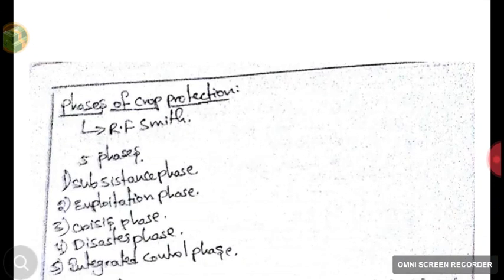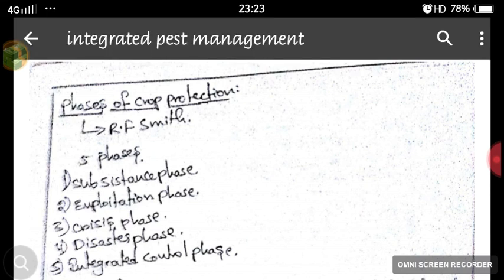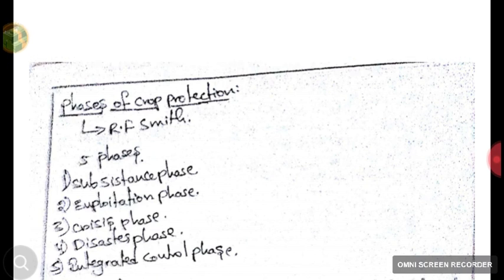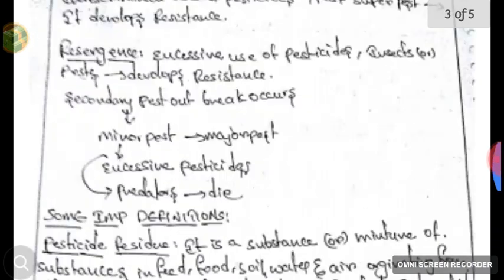We have seen the phases of crop protection, which was given by R.F. Smith. There was subsistence phase, exploitation phase, crisis phase, disaster phase, and integrated control phase.